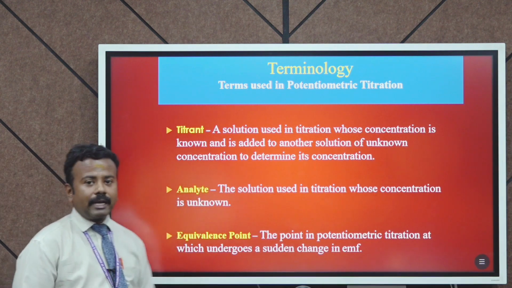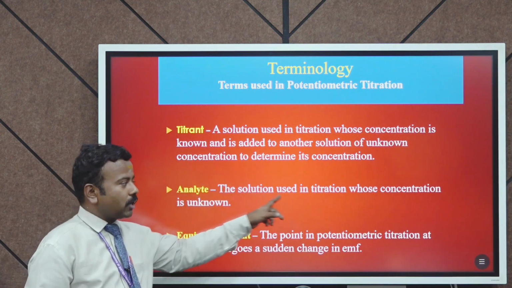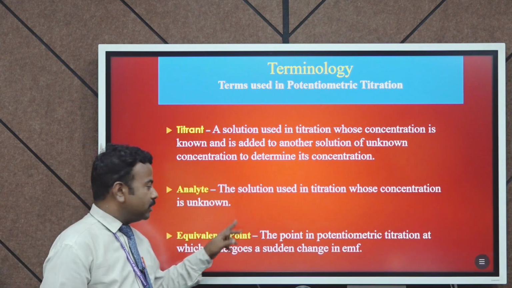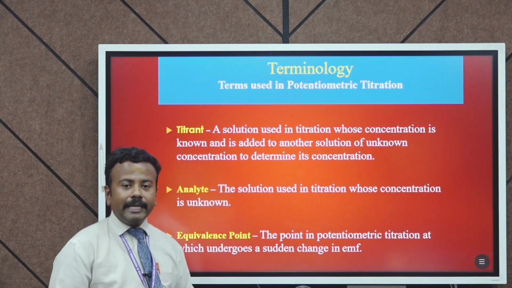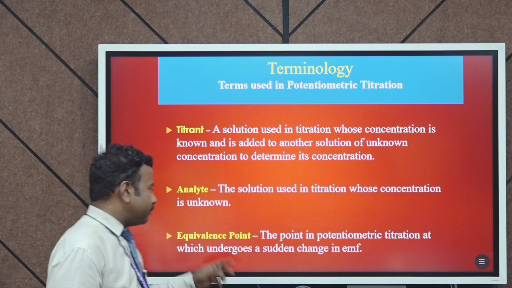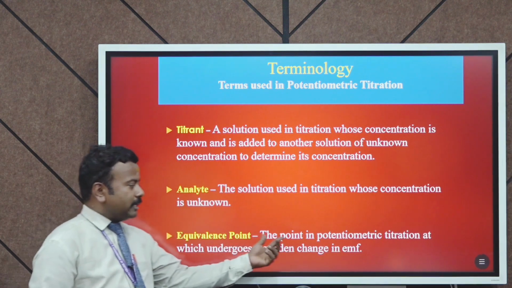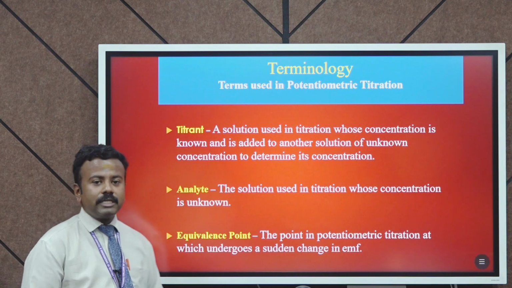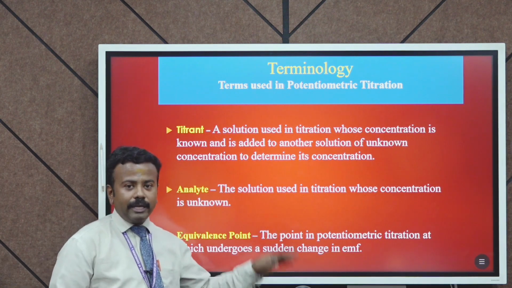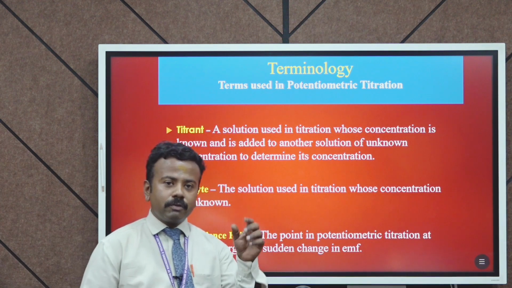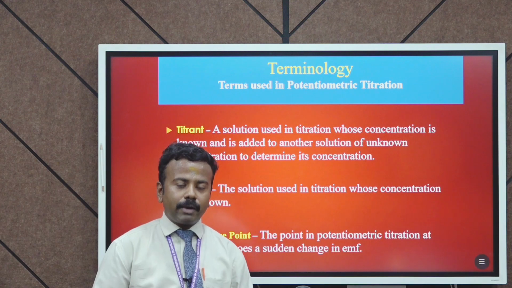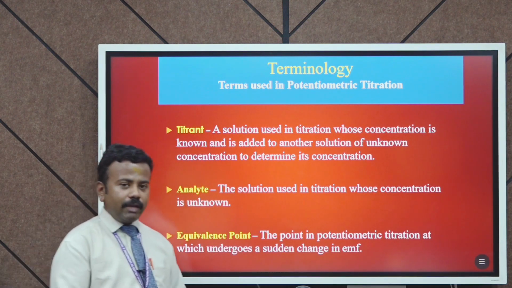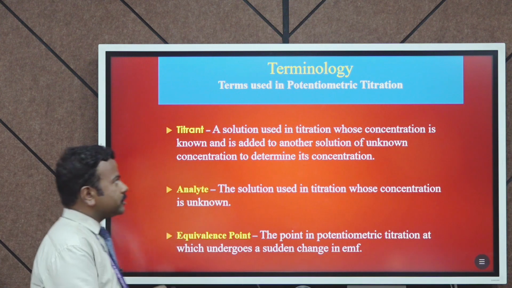Second is the analyte. The analyte is the solution whose concentration is unknown. Third is the equivalence point. In potentiometric titrations, it is the point at which a sudden change occurs in the EMF. That is called the equivalence point, and finding it gives the end point. These are the basic terminologies when we move into potentiometric titrations.